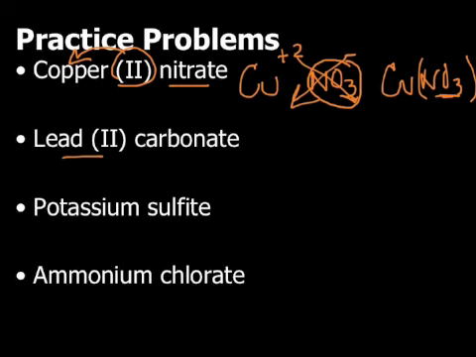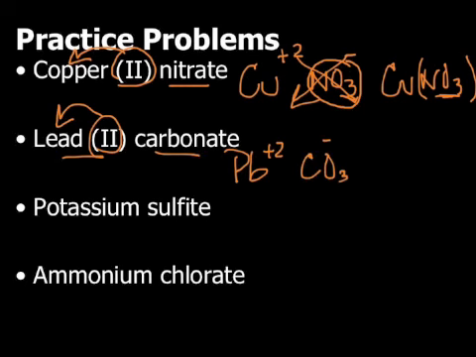Next example, lead carbonate. So lead is Pb. The charge on lead is +2, and I know that because of my Roman numeral. And then carbonate is my polyatomic here, so that is CO3 2-. So this becomes Pb2(CO3)2, which those are going to cancel each other out, so it just becomes PbCO3.